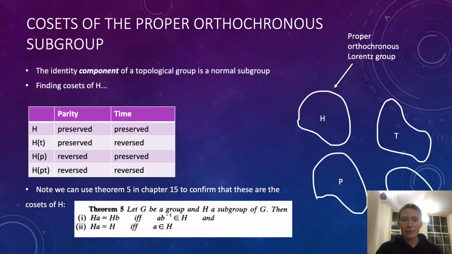So I have listed the 4 cosets of H, and they actually correspond to our 4 components of our manifold. That is the component where just time is reversed, where just the parity of space is reversed, and where both are reversed. And then of course our proper orthochronous Lorentz group has the parity of space and the direction of time preserved. So something interesting is that we can use Theorem 5 in Chapter 15 to confirm that these are the cosets of H, and I'm going to go through a brief outline of the proof to show that for 2 elements in one of these components, they are in the same coset.